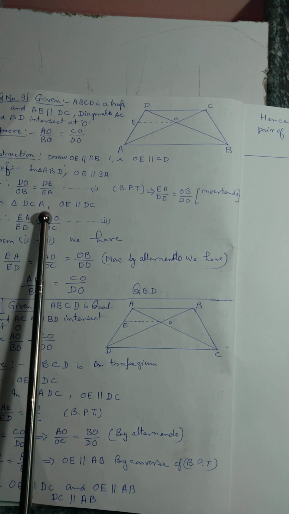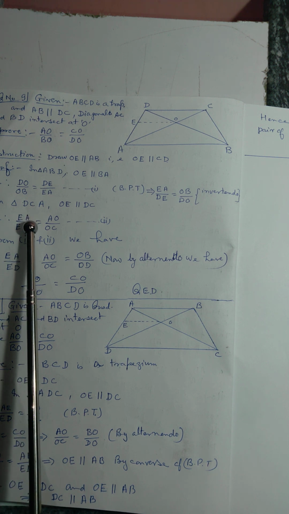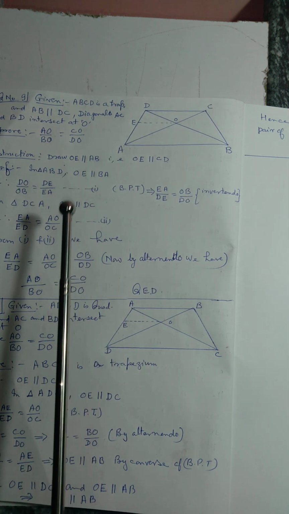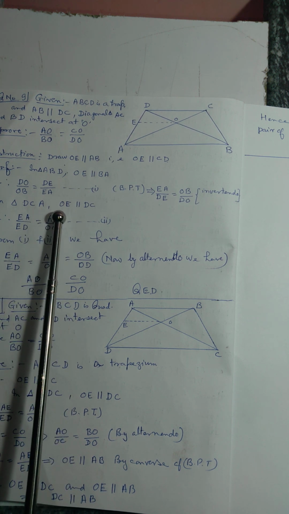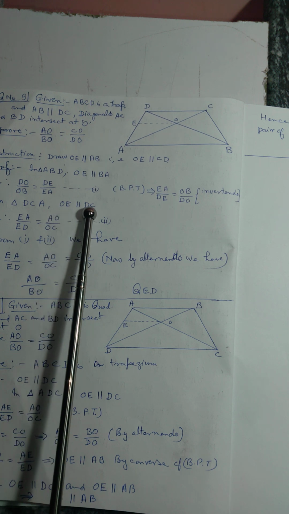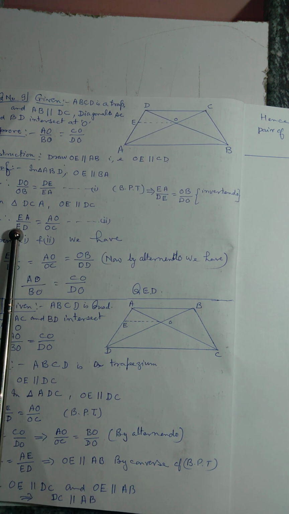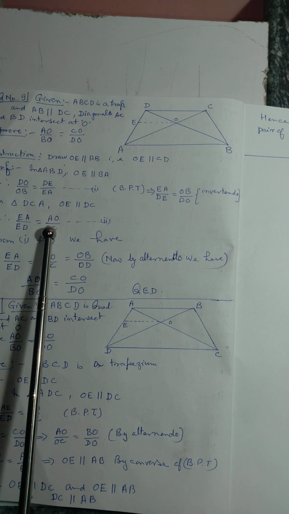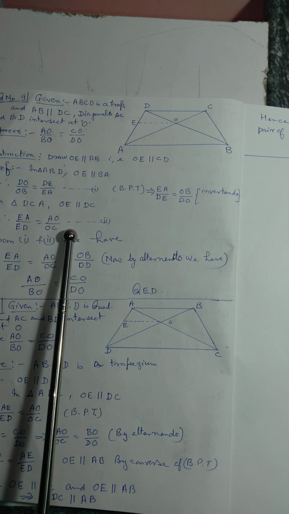In triangle DCA, OE is parallel to DC. So, EA upon ED will be equal to AO upon OC, by the basic proportionality theorem.